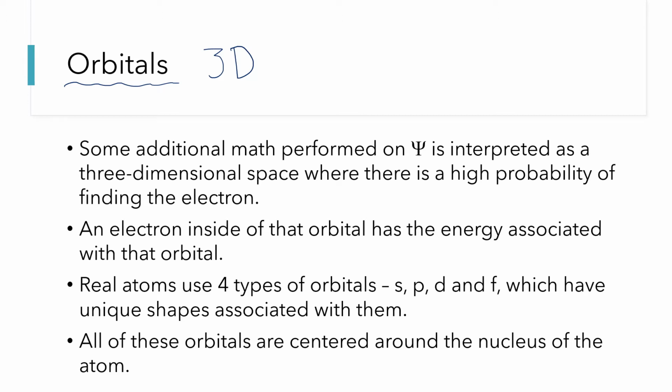And we're going to have four types of orbitals that are used by real atoms. Those would be S, P, D, and F orbitals. In theory, since there's an infinite number of solutions to the Schrodinger equation, there's an infinite number of types of orbitals, but all of the atoms that we have in our periodic table use just S, P, D, and F. So those are the ones we're going to look at.